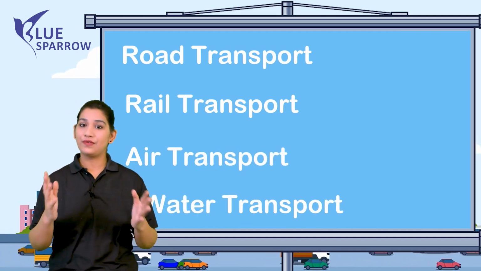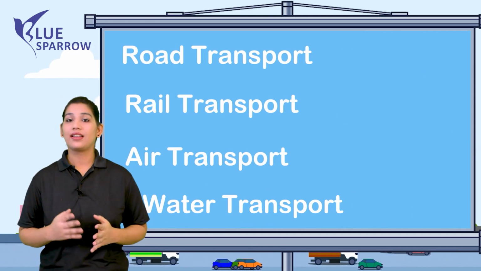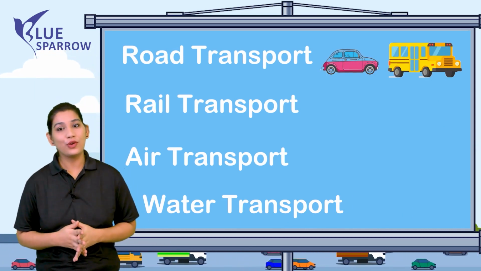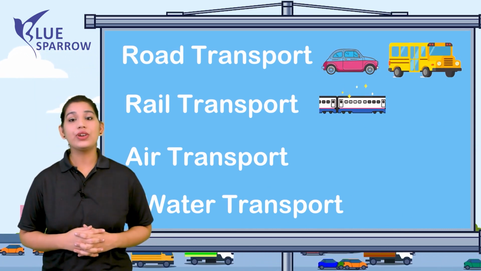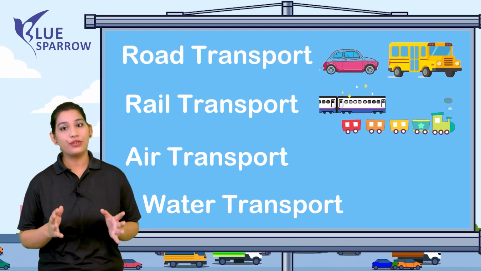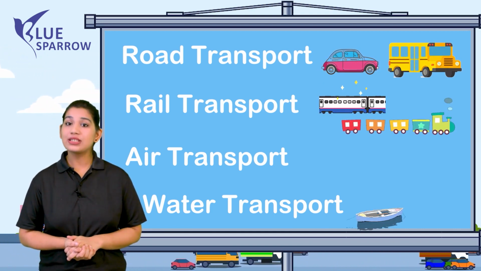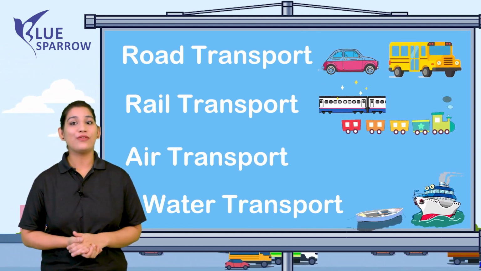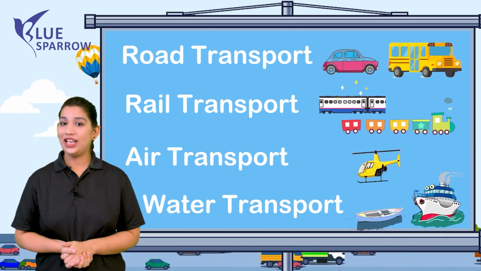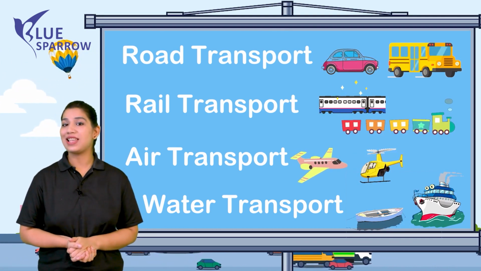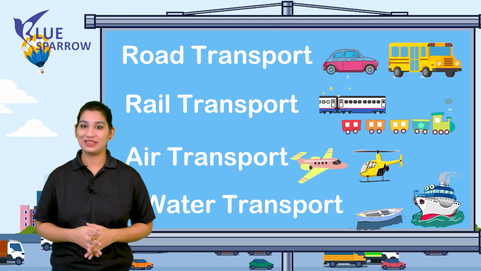Let us discuss a few examples for all of these. Cars and buses are examples of road transport. Bullet trains and trains are examples of rail transport. Boats and ships are examples of water transport. Helicopter and aeroplane are examples of air transport.